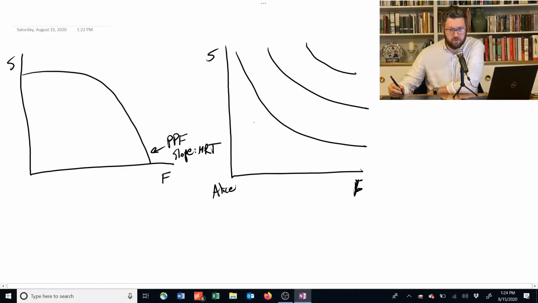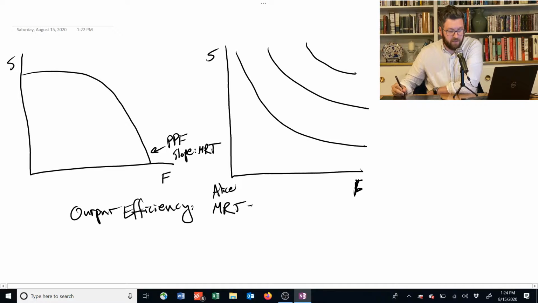What we're going to do is take one of her indifference curves and put it over top the production possibilities frontier, and we're going to make a simple argument that to achieve output efficiency, which is the last criteria, we need the slope of these two things to be equal. The marginal rate of transformation has to equal the marginal rate of substitution. So remember this, the slope is the marginal rate of substitution, because these are indifference curves.